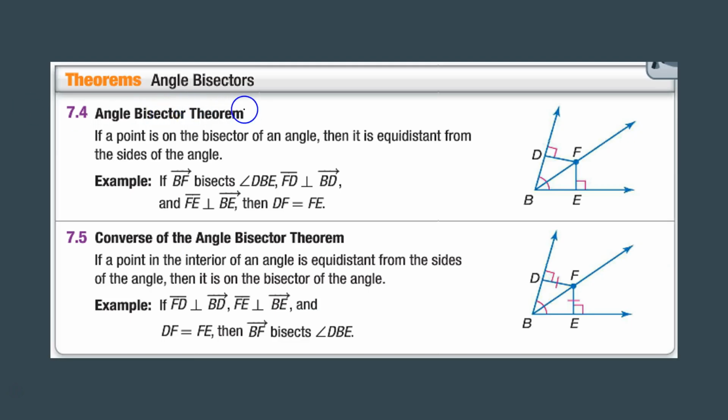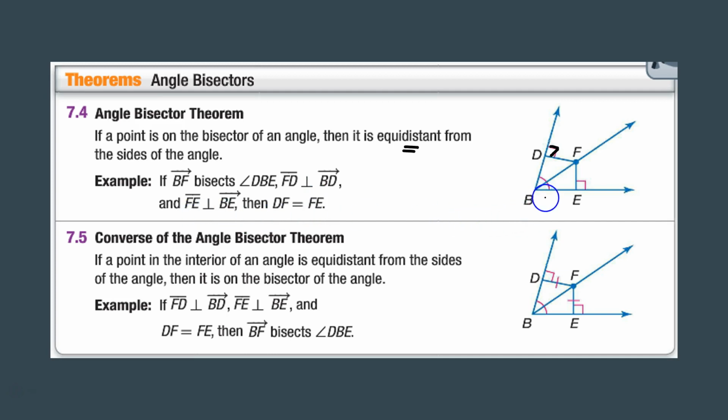Then we have angle bisectors. The angle bisector theorem is if a point is on the bisector of the angle, then it is equidistant from the sides of the angle. So, for example, if ray BF, which is this one right here, bisects this angle DBE, then we know that FD is perpendicular to the ray BD, which is why we have this little marking here to say it's perpendicular.